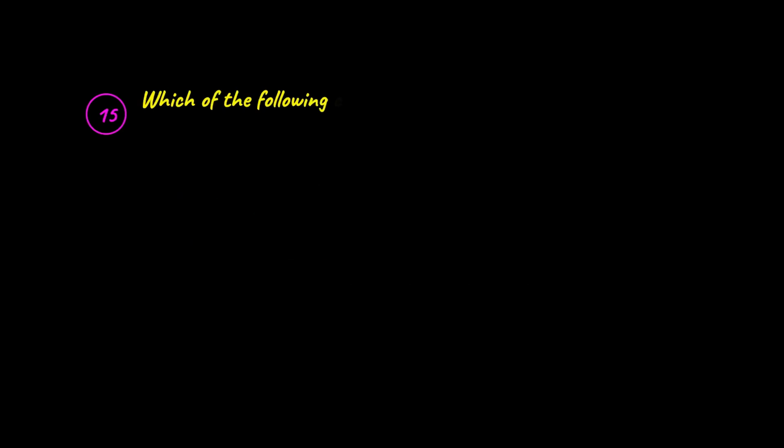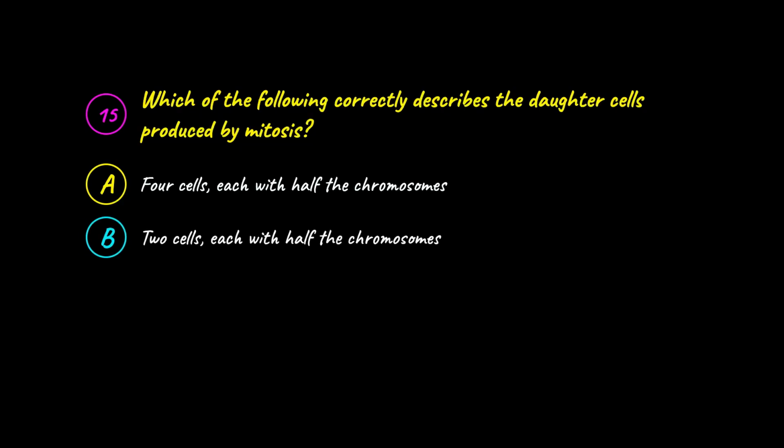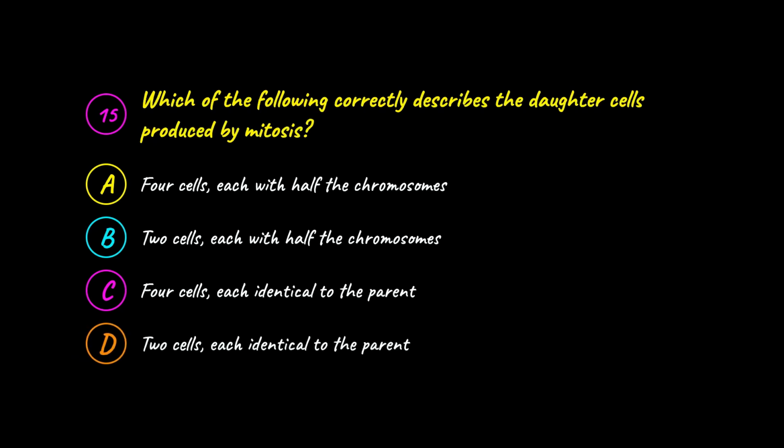Question 15. Which of the following correctly describes the daughter cells produced by mitosis? Your options are A. 4 cells, each with half the chromosomes. B. 2 cells, each with half the chromosomes. C. 4 cells, each identical to the parent. D. 2 cells, each identical to the parent. Don't overthink it. Which one feels right?